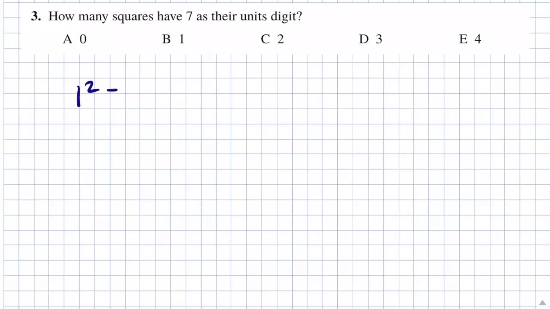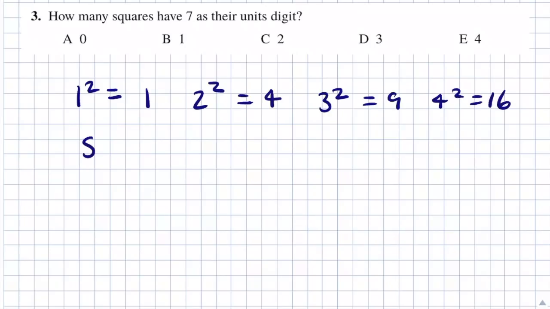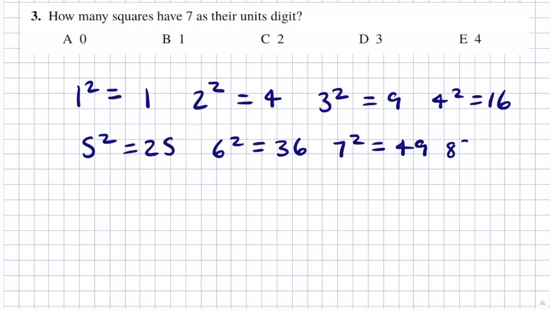Okay, so we know 1 squared is 1, we know 2 squared is 4, we know 3 squared is 9, 4 squared is 16, 5 squared is 25, 6 squared is 36, 7 squared is 49, and 8 squared is 64, 9 squared is 81, and 10 squared is 100.